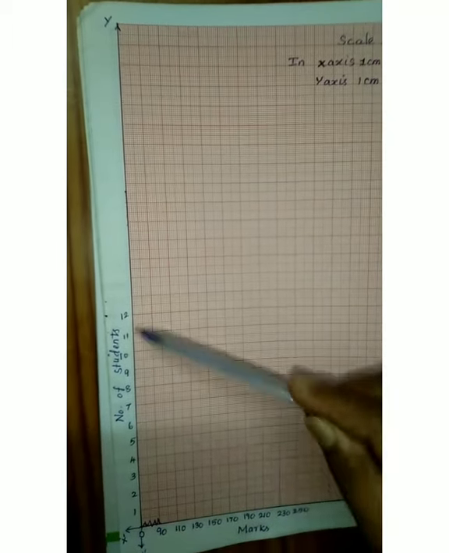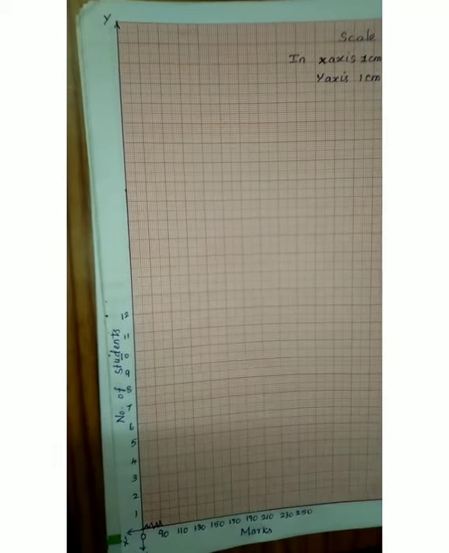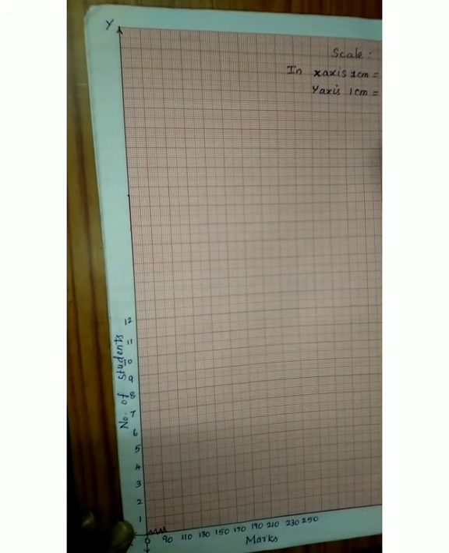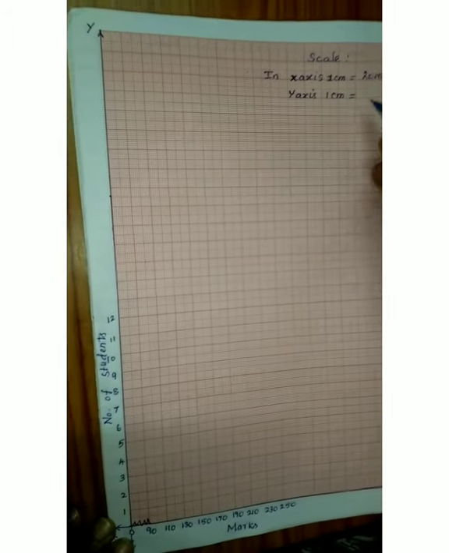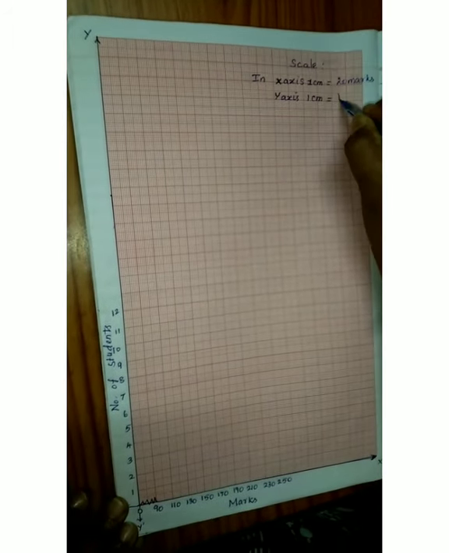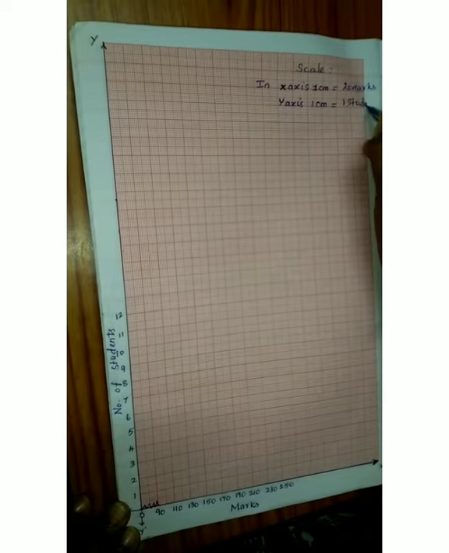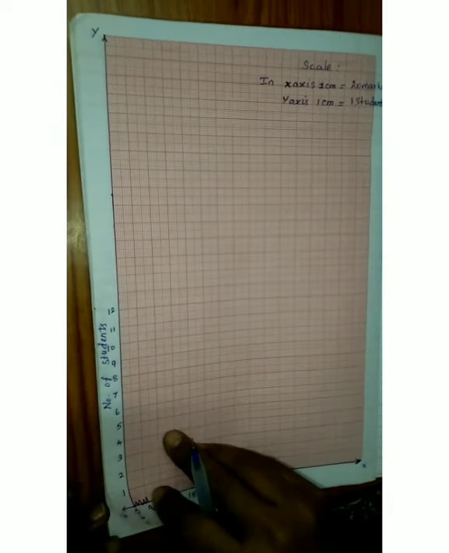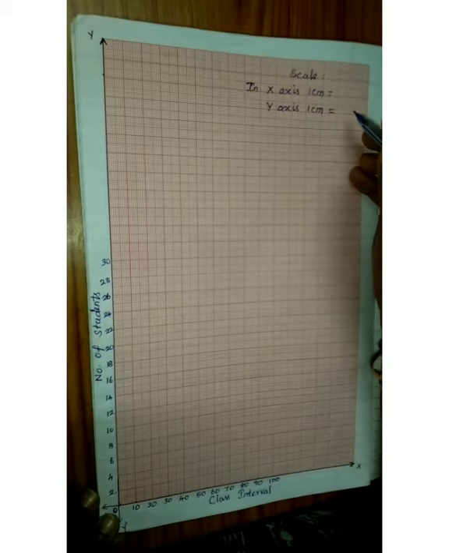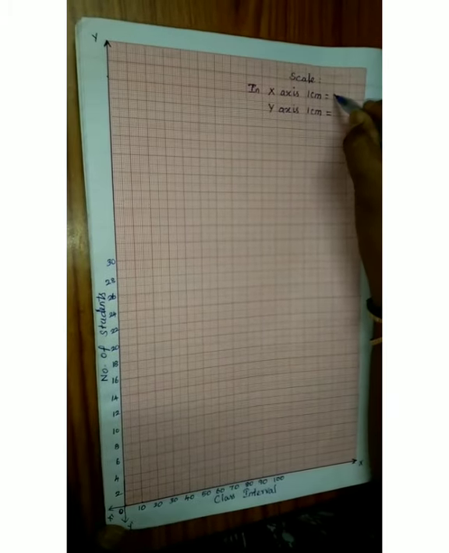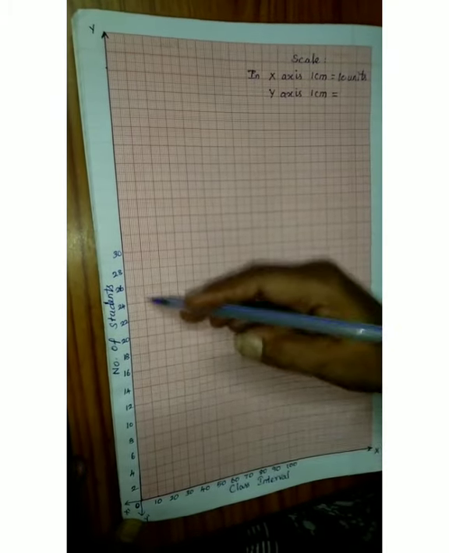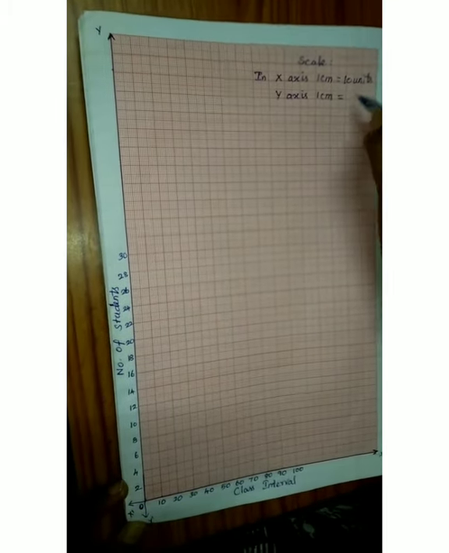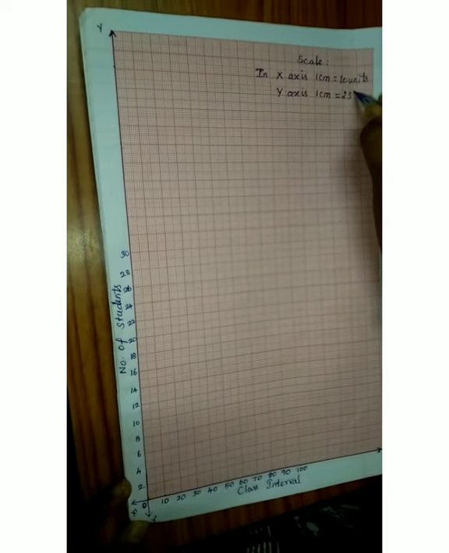So we can take 1 unit on the y-axis. Scale: on the x-axis 1 centimeter we have taken 20 units, 20 marks, and on the y-axis 1 centimeter is 1 student. In the same previous problem, the class interval is on the x-axis 1 centimeter is 10 units, and on the y-axis we have taken 1 centimeter is 2 students.